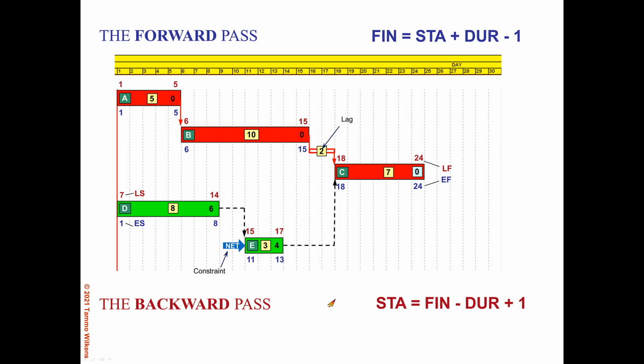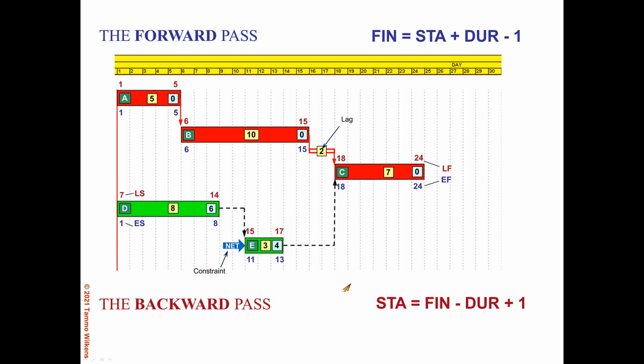And now if we look at the floats, you can see the float for activity C is 0, late minus early, 24 minus 24. The same with activity B and activity A. For activity E, the float is equal to 4 days, and for activity D, the float is 6 days.